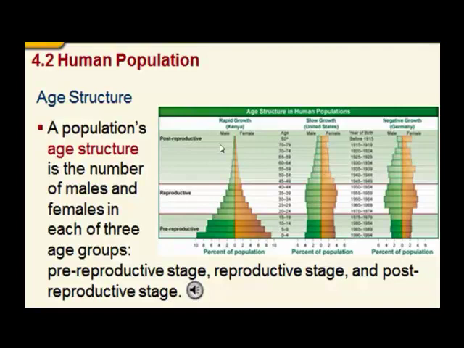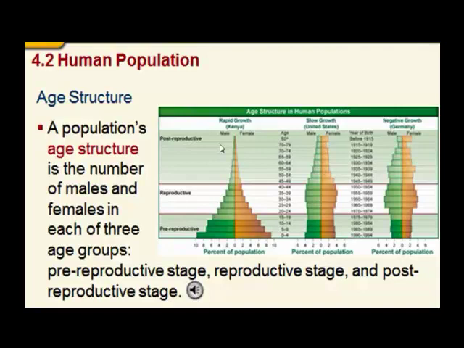Kenya has a rapid population growth. So look at the base of their graph. The pre-reproductive age from 0 to 20. They have a large amount of individuals in the pre-reproductive stage. Again, it's showing us males. There's about 9% of males 0 to 4 years old, and about 9% of females 0 to 4 years old. And so you can see they have a lot of young individuals.